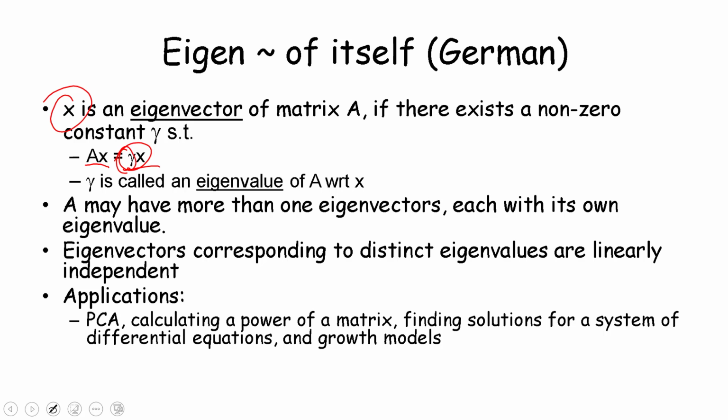The eigenvectors corresponding to distinct eigenvalues are linearly independent. The process of finding all of the eigenvalues of a matrix is called eigenvalue decomposition. In other words, we take a matrix and we break it down to its eigenvalue and eigenvector parts. Eigenvectors and eigenvalues are used in solving a number of linear algebra problems. We'll see how they are used in principal component analysis. They are also used to efficiently calculate the power of a matrix, to find solutions of a system of differential equations, and in population growth models.